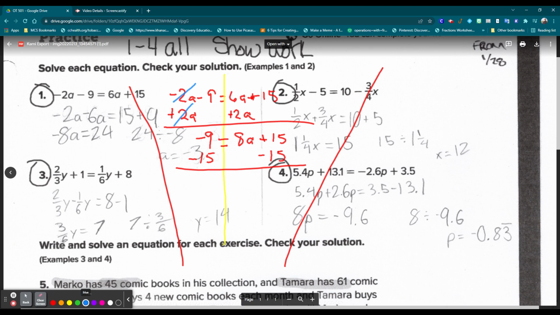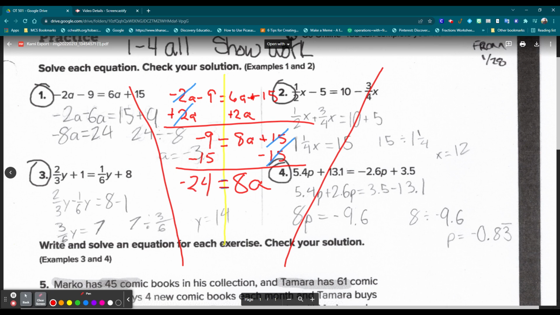Purpose in doing that is 15 plus negative 15 gives me 0, and 0 plus 8a leaves me with, whoops, meant to be in red, leaves me with 8a on the right. Negative 9 minus 15 gives me negative 24.